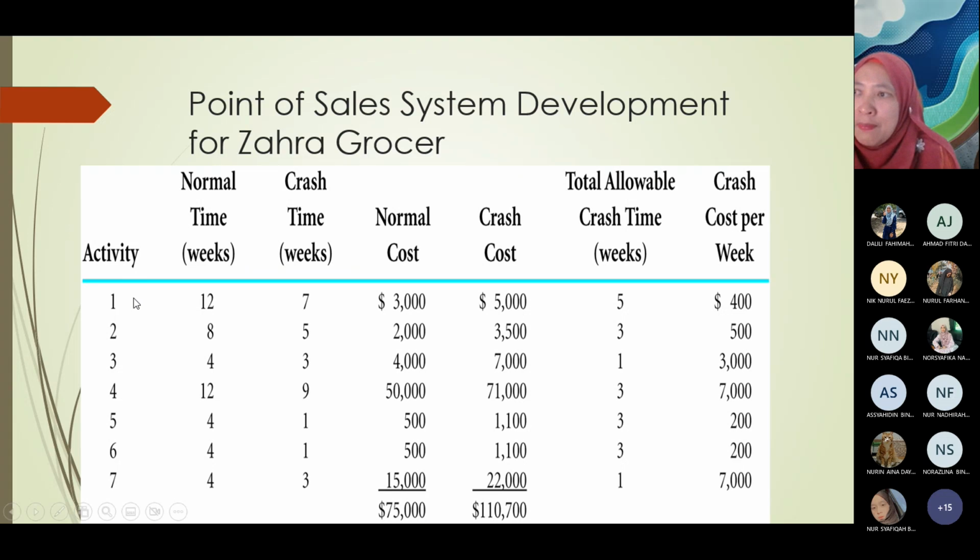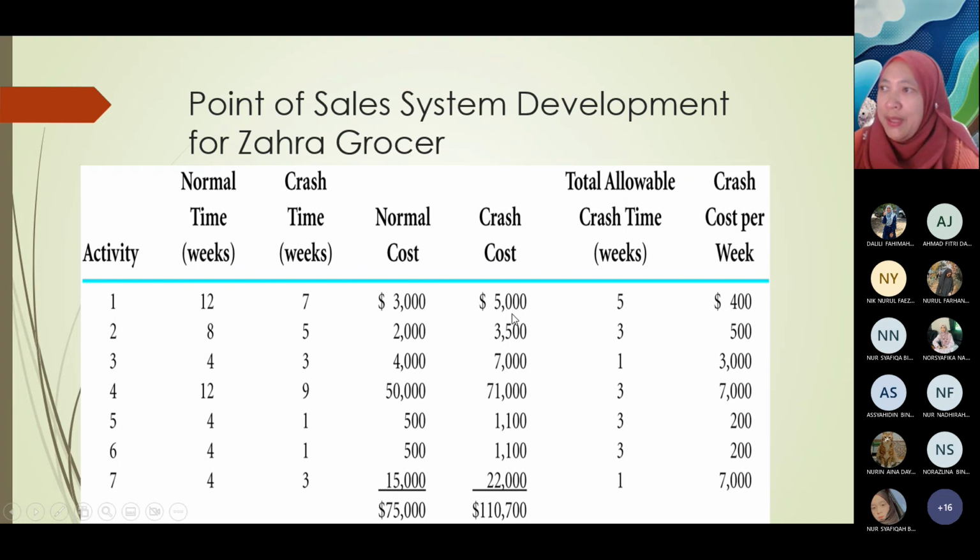Okay. For activity number 1, okay, how to read this table, the normal time is 12, crash time is 7. Kalau you buat crash, you perform it within 7 weeks. Okay, maknanya you boleh crash dia dah untuk 5 minggu. Okay, normal cost if you perform it within 12 weeks is 3,000. And then if you have to crash this step, okay, the crash cost is 5,000.